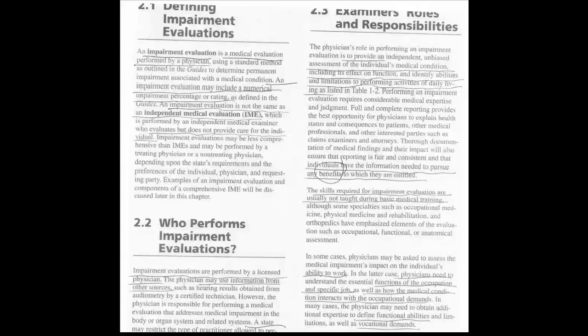It says the independent medical evaluation evaluates but does not provide care for the individual, and it doesn't go into permanency. So the independent medical evaluation is just a point in time. An impairment rating is permanent. That's why it's called permanent impairment. So very different scenario. There's a big difference between a SOAP note, a narrative report, an independent medical examination, and an impairment rating. We definitely need to know the difference between these.